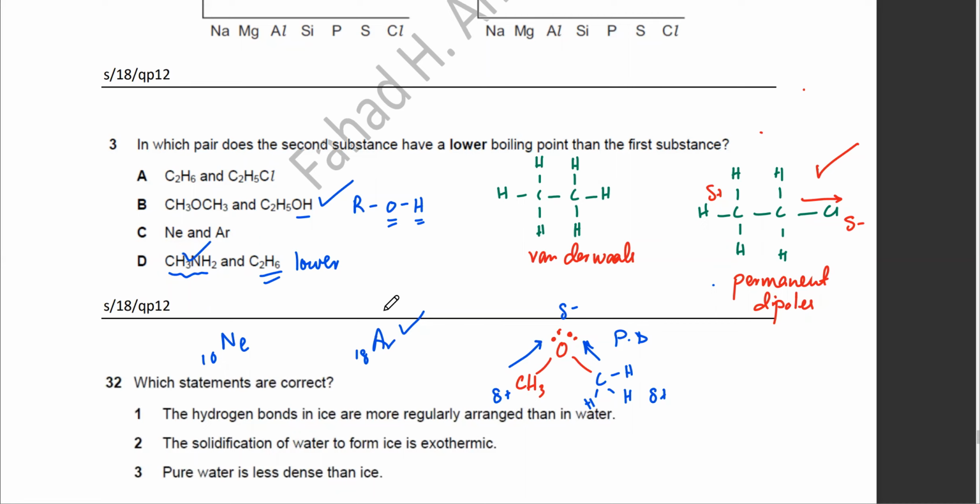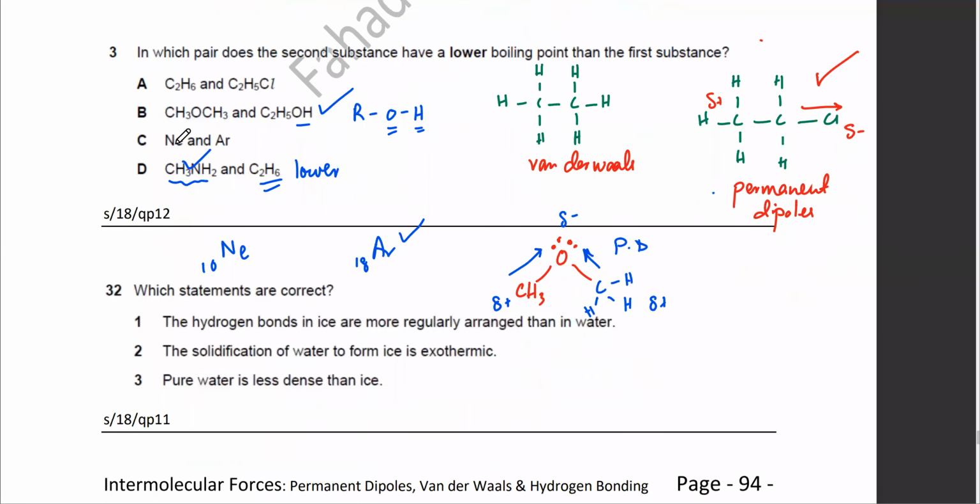But the next, is this clear? Okay. And is this clear? Yes, sir. Okay.